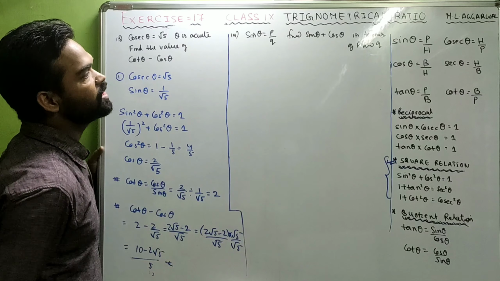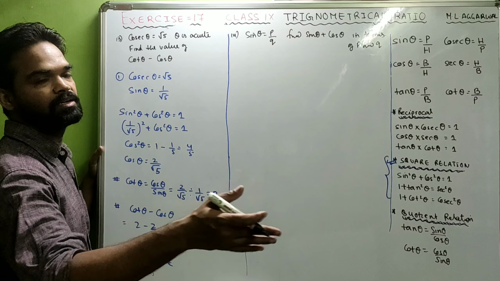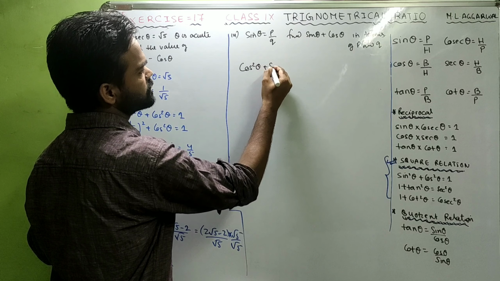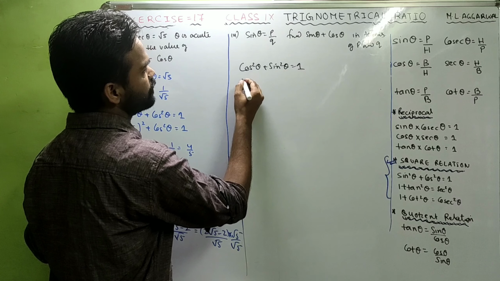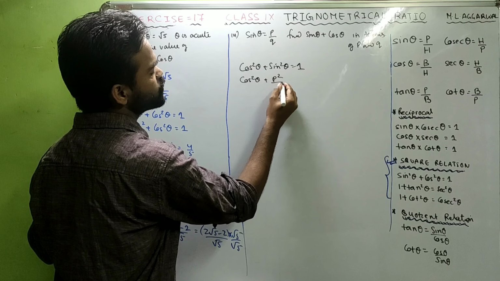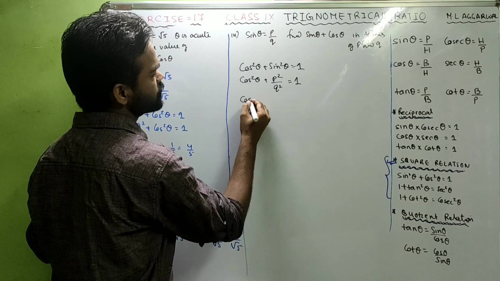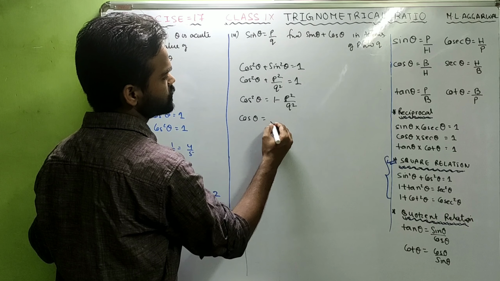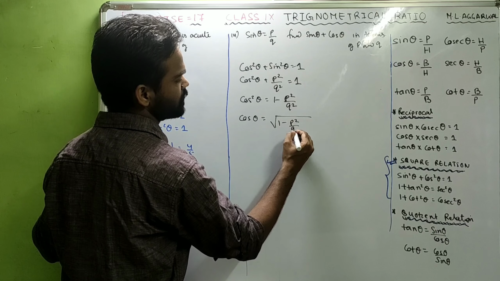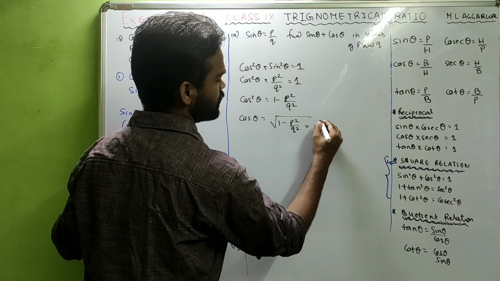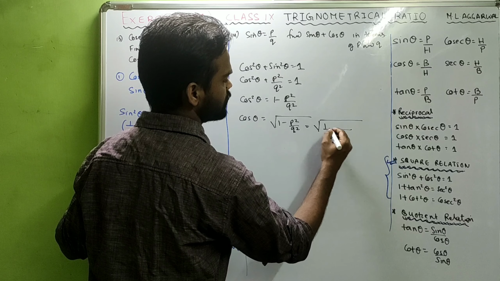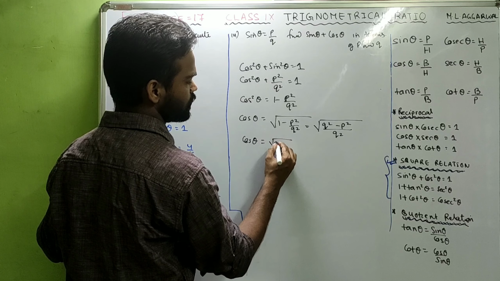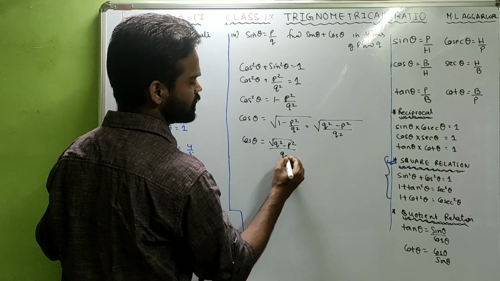Now let us look at sum number 14. Okay. Sin theta is P by Q. Find sin theta plus cos theta in terms of P and Q. Very easy. Same way, you just use the relation. Cos square theta plus sin square theta equals 1. Which means cos square theta plus P square by Q square equals 1. Which means cos square theta equals 1 minus P square by Q square. Which means cos theta is root over 1 minus P square by Q square. If you take Q square, then it will be Q square minus P square. So ultimately cos theta will be root of Q square minus P square by Q.